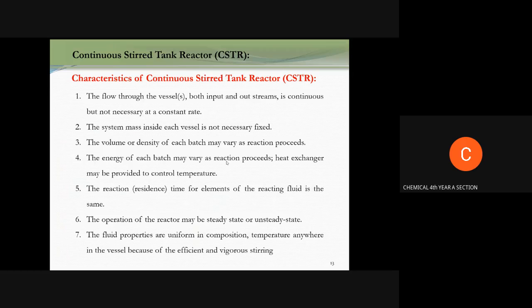The energy of each batch may vary as the reaction proceeds. Heat may be provided to control temperature. And the fifth point is the reaction time for elements of the reacting fluid is the same. And the last one is the operating condition: the operation of the reactor may be steady state or unsteady state. The fluid properties, composition and temperature, are uniform anywhere in the vessel because of the efficient stirring.